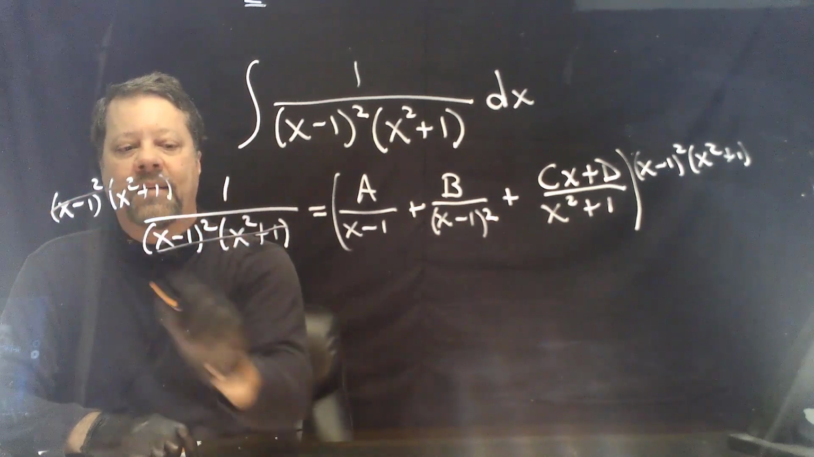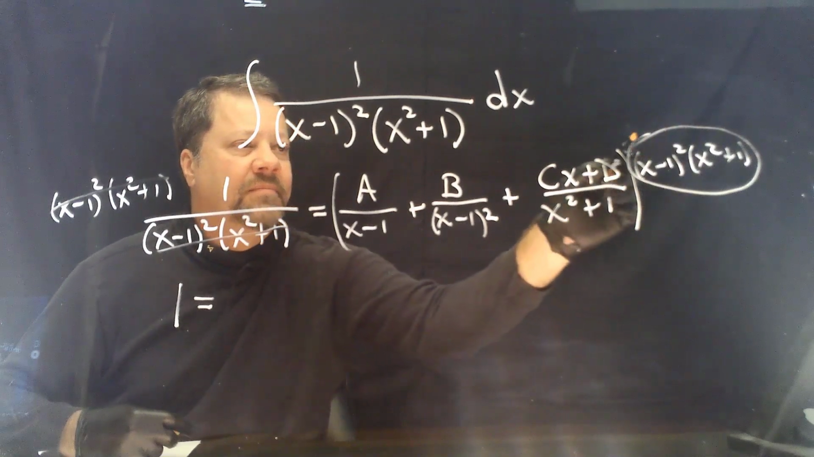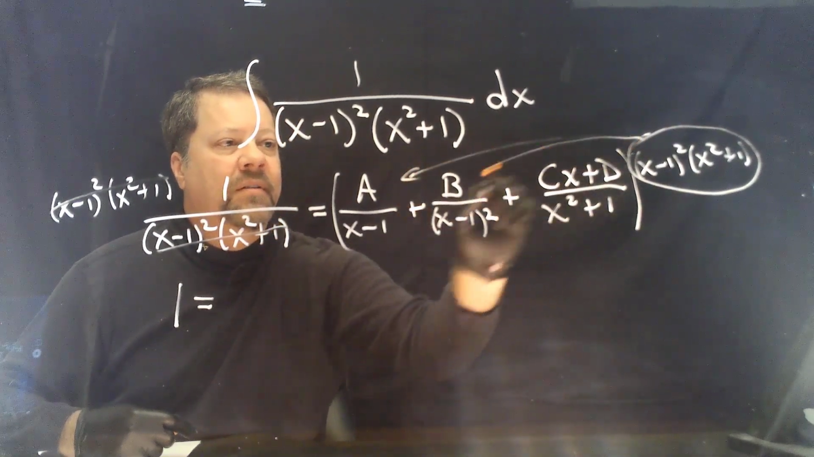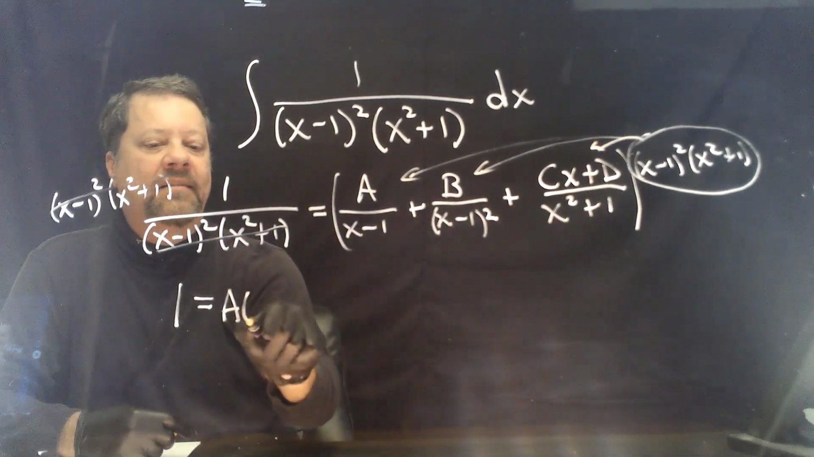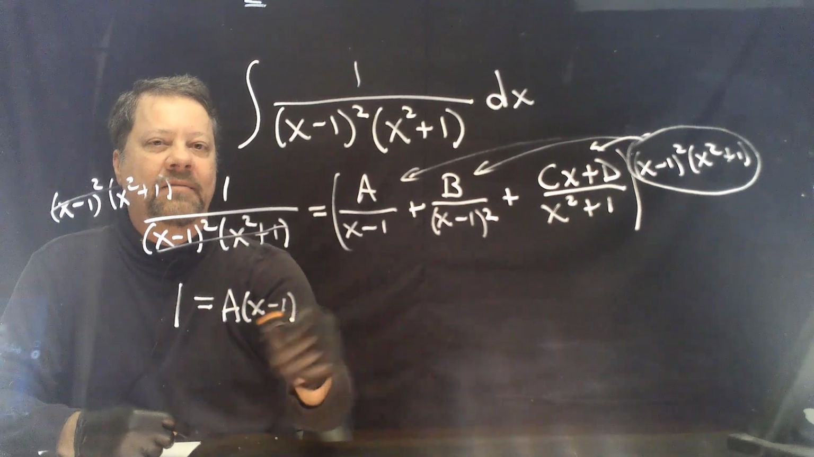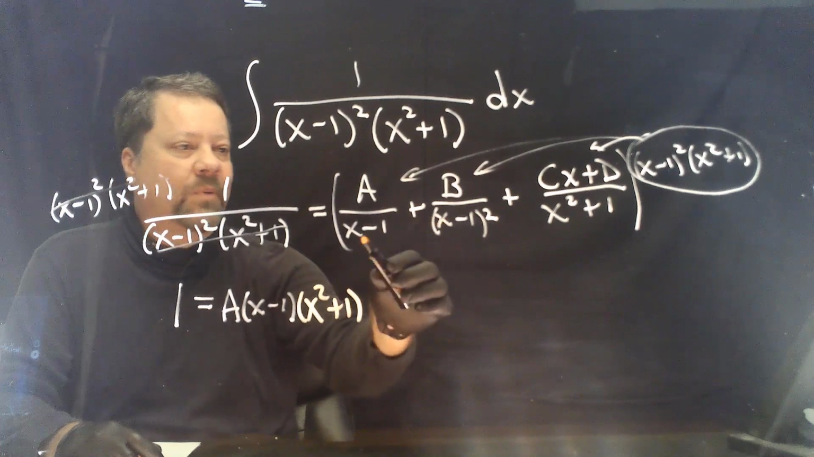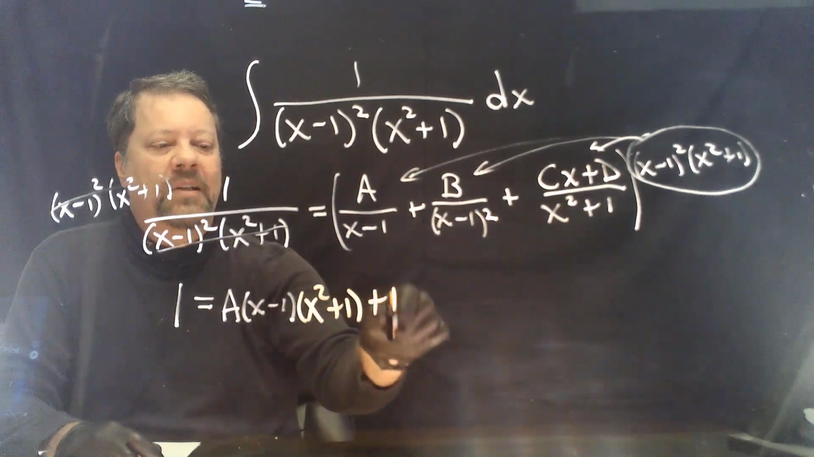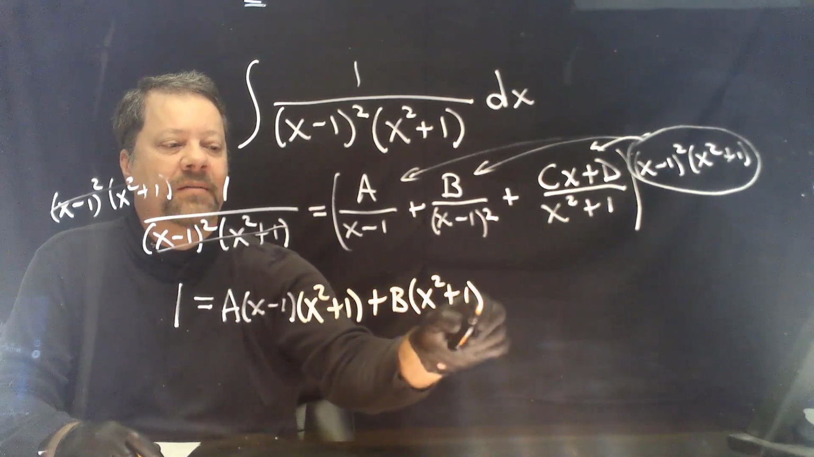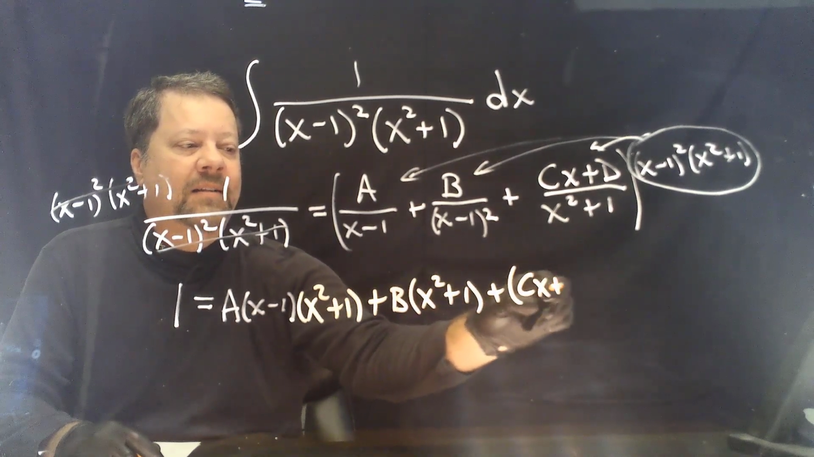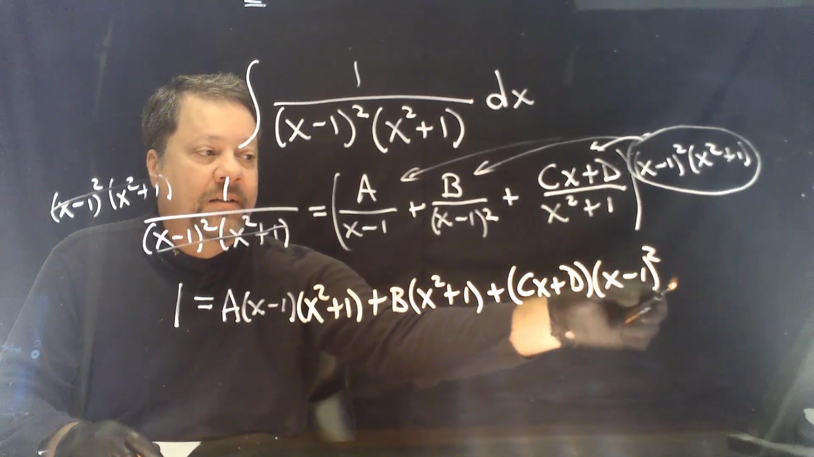the left-hand side just becomes 1. On the right-hand side, we'll distribute that denominator to each of the 3 fractions. We'll have a times x minus 1 times x squared plus 1. One factor of x minus 1 will cancel. Plus b, in this case, both factors of x minus 1 cancel, leaving you with x squared plus 1, plus the quantity cx plus d, x squared plus 1 cancels, leaving you with x minus 1 squared.